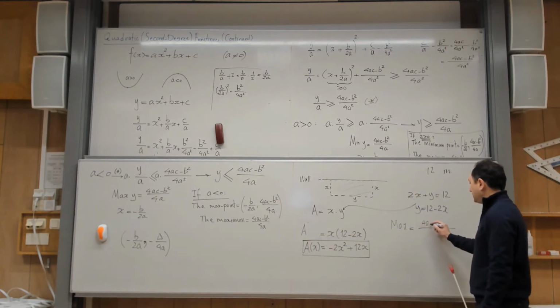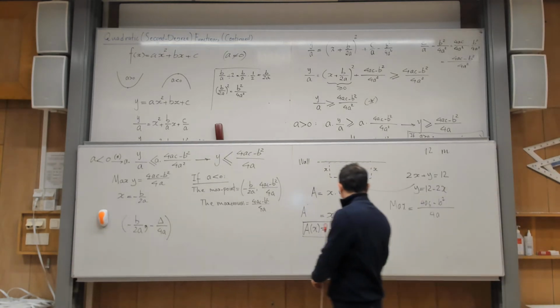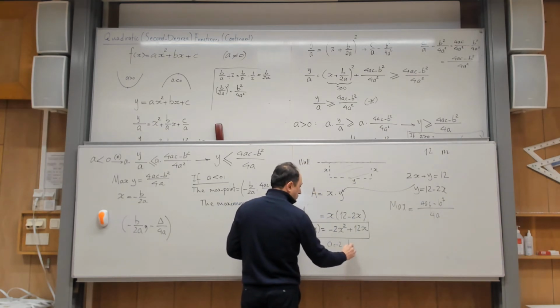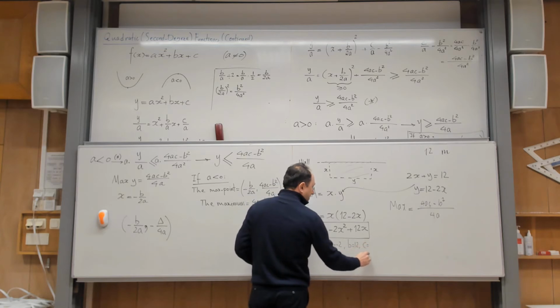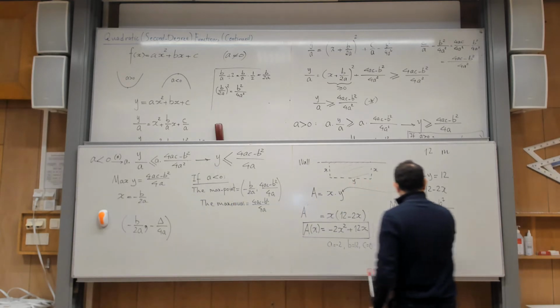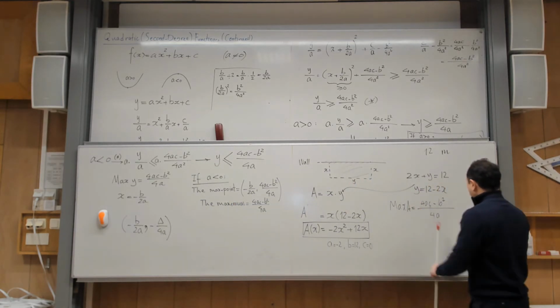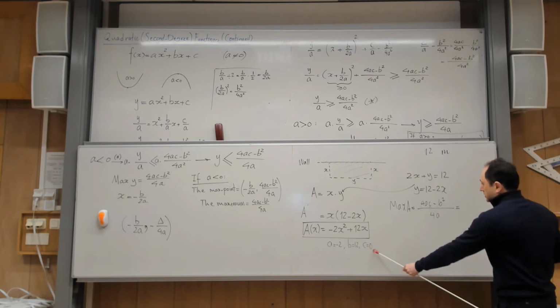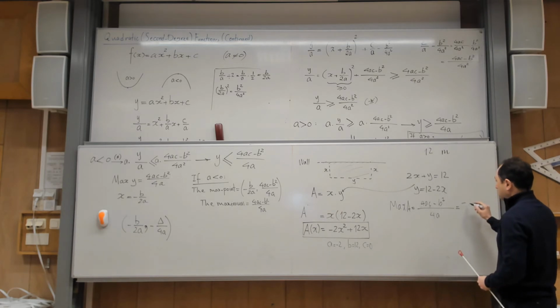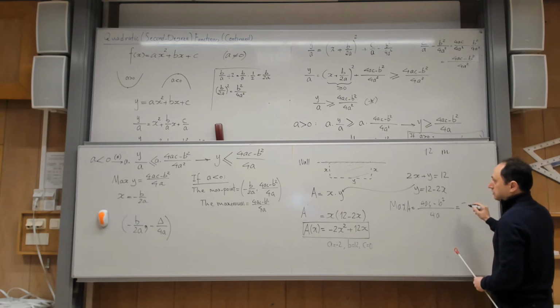It is 4AC minus B squared over 4A. But can you tell me what a and b are in this function? a is negative 2, b is 12, and c is 0. So if I ask you what is the maximum area, instead of c I put 0, so that whole term cancels out. Then minus b squared is minus... that's very strange. The maximum cannot be negative.